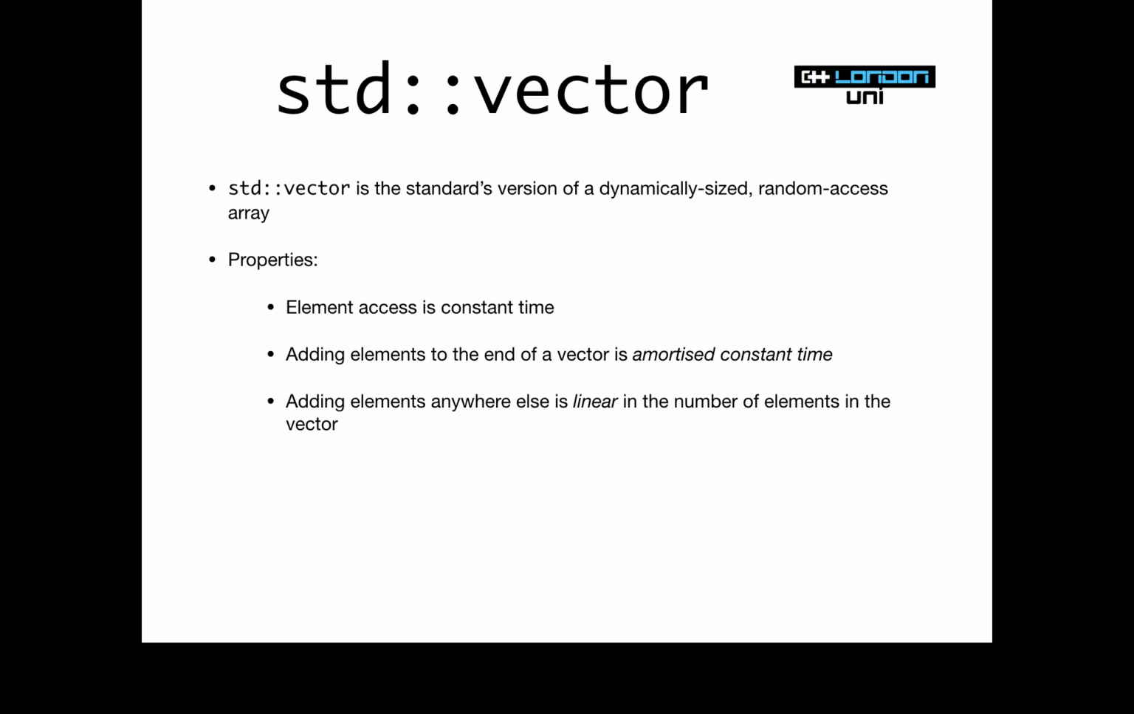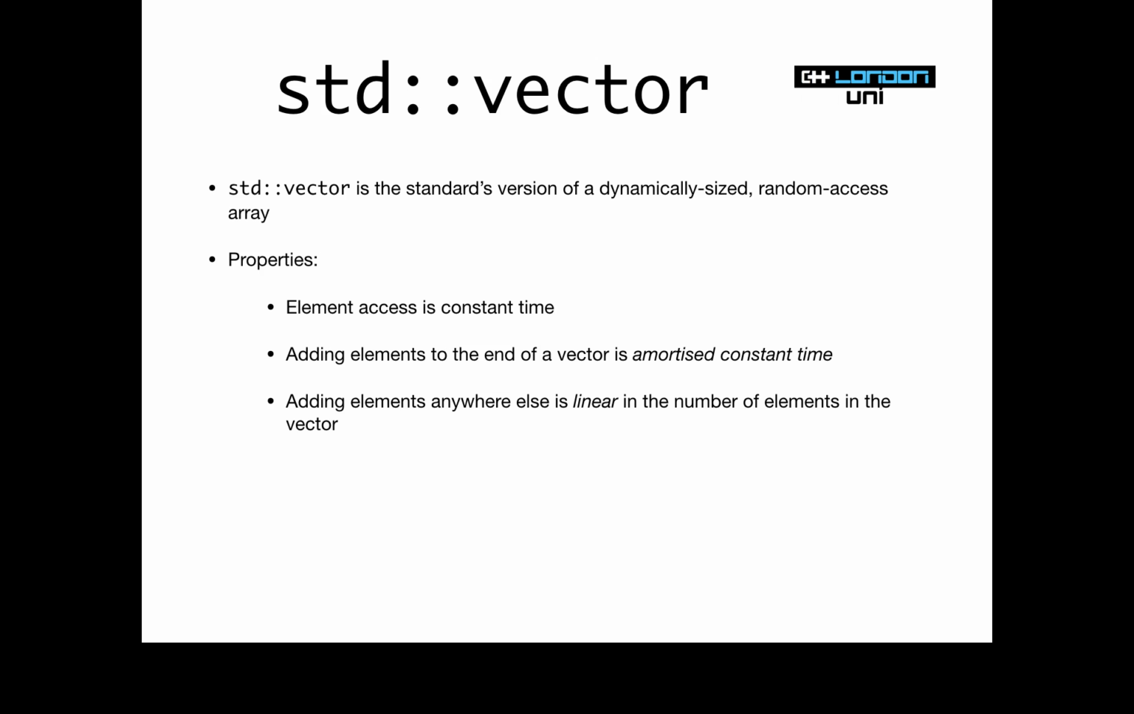But that's only adding elements to the end. If we add elements anywhere else in the vector, then it's linear in the number of elements in the vector, that's a little bit of a simplification. It's linear in the number of elements between the one we want to insert and the end. So if we insert right at the beginning, that's very expensive. If we insert one from the end, it's not too bad.